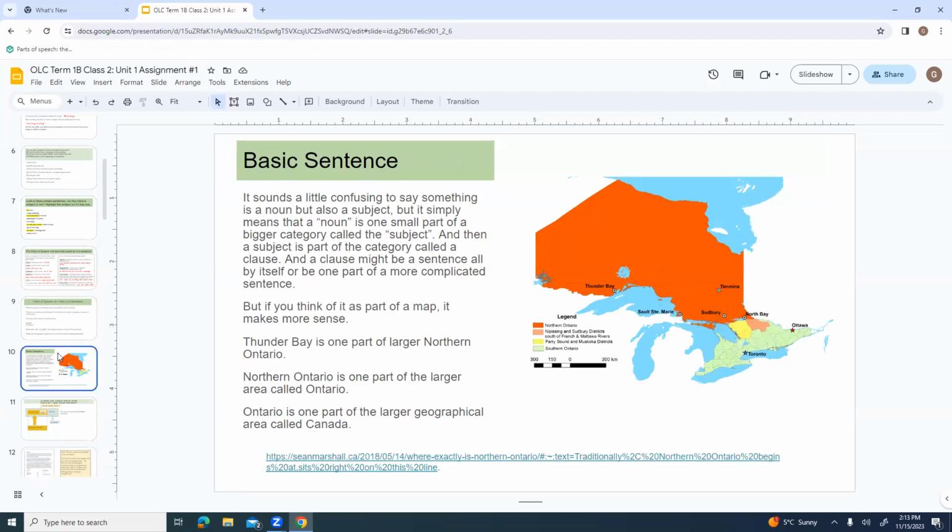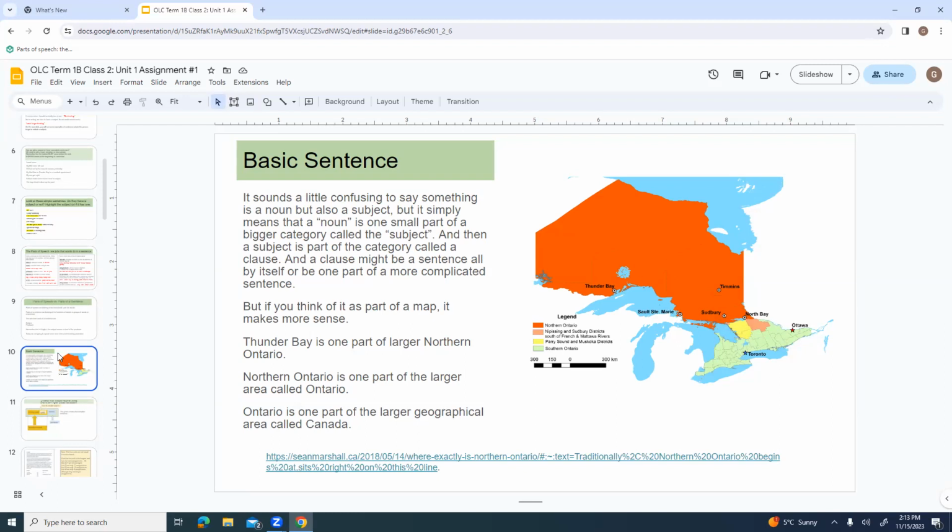Sometimes it gets people kind of mixed up to say, oh, well, this is a noun, but it's also a subject. But it simply means that a noun is one small part of a much bigger category called a subject. And then a subject is part of a bigger category called a clause. And a clause might be a sentence all by itself, or it might be one more part of a complicated sentence. But if you think of a sentence like a map, it kind of makes sense.